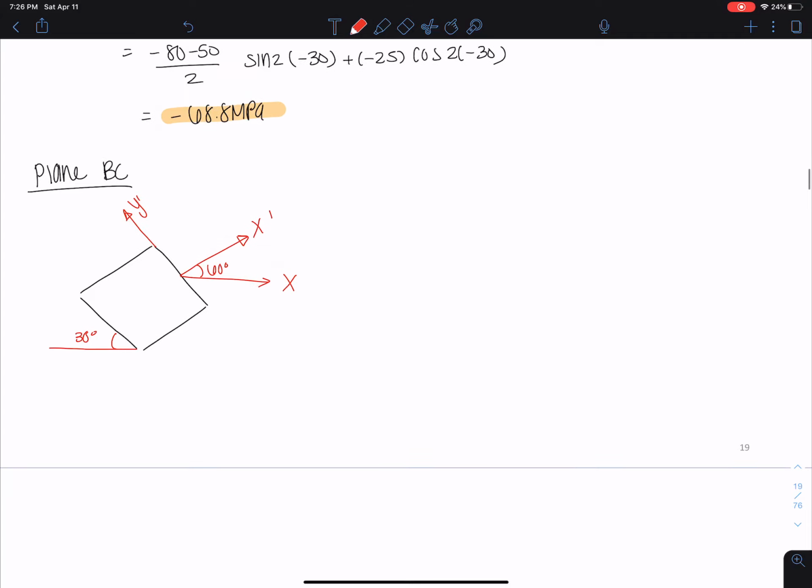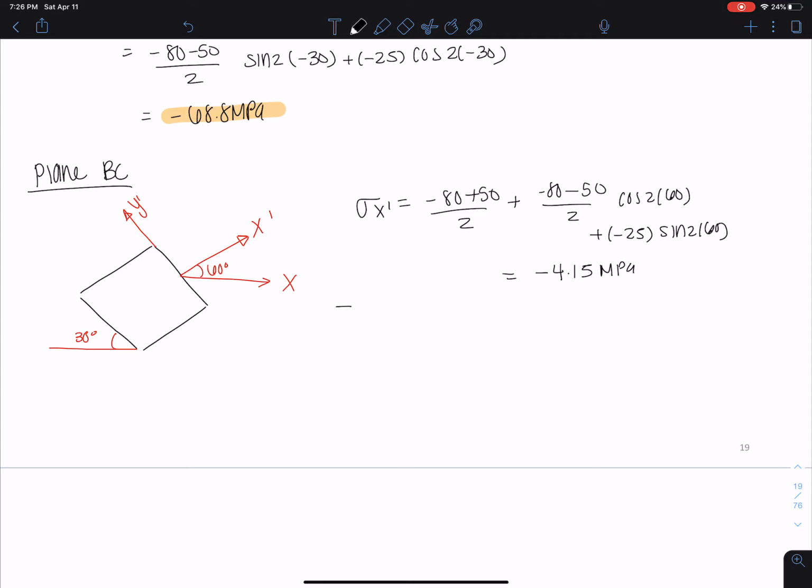Okay, so let's now plug into our sigma x prime equation. We have negative 80 plus 50 over 2 plus negative 80 minus 50 over 2, cosine 2 times 60 plus negative 25 sine 2 times 60, and we get negative 4.15 MPa. And just as a check, we know this has to be the same, but you can do it again for this angle, and you'll see that you should get the same value that you previously got. And we do, we get 68.8 MPa.